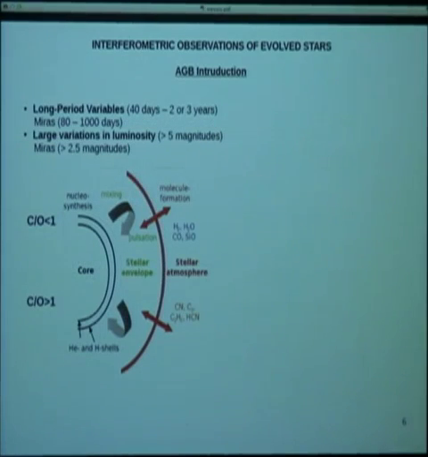AGB stars are known for their pulsations, which show up as variations of brightness. The stars vary in luminosity over 5 magnitudes. For Mira stars, which are a subset of AGB stars and which we are mainly going to speak about today, it's a little bit less, 2.4 magnitudes. The period of the cycle for AGB stars is 40 days up to 2 or 3 years. For Mira stars, it's 80 to 1,000 days.